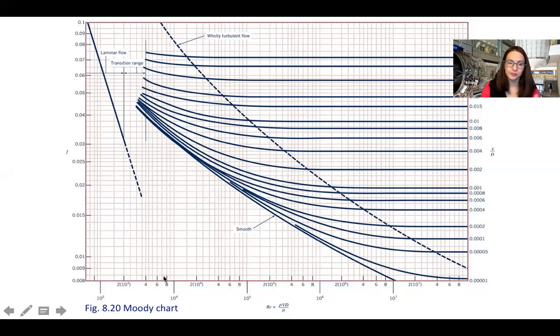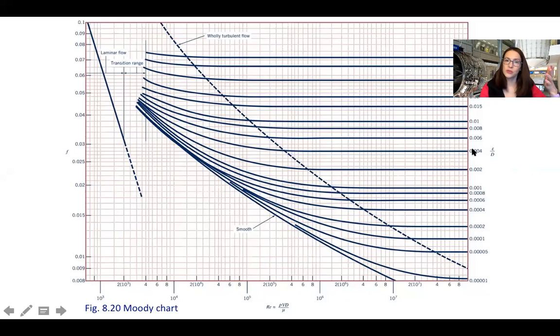All right, on the horizontal axis, we've got the Reynolds number, but see, it's on a log scale. So each of these vertical lines corresponds to a power of 10. So just be careful, it's not a linear scale. Then on the left vertical axis, you've got your friction factor. On the right vertical axis, you've got your relative roughness, epsilon over D of your pipe.